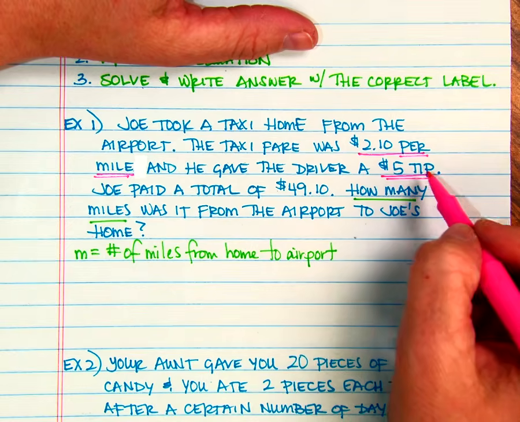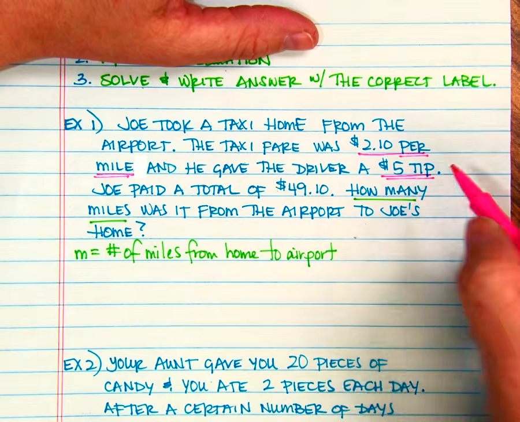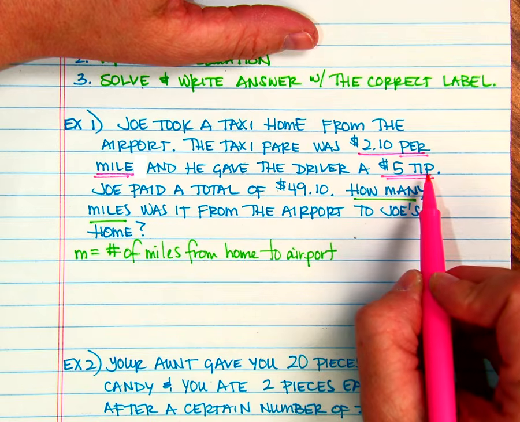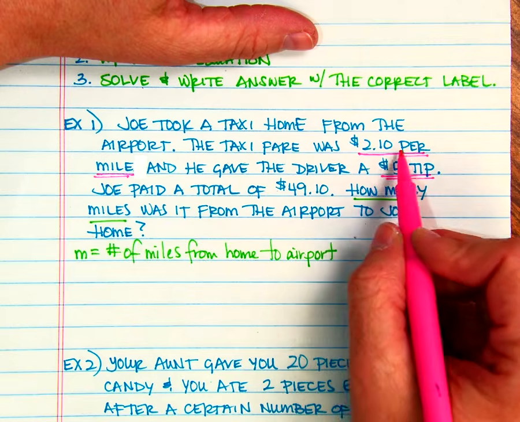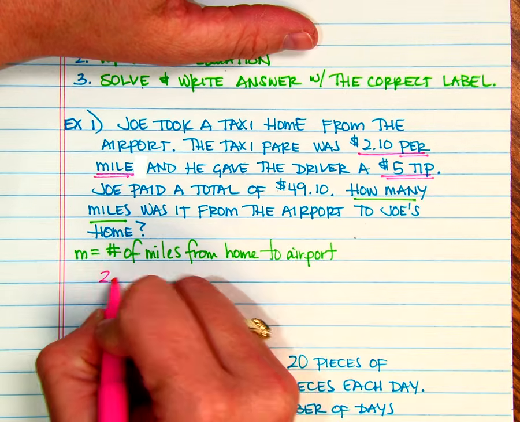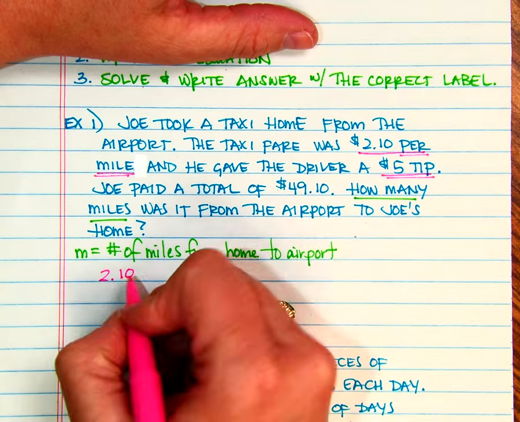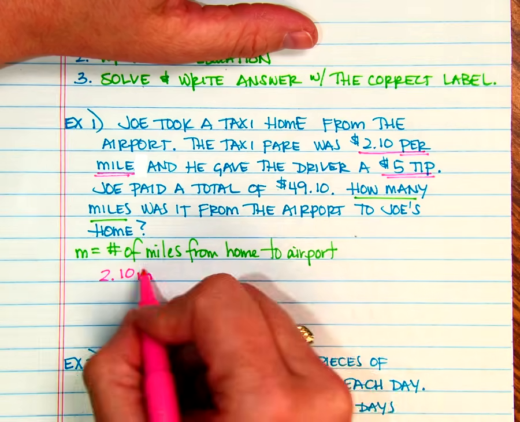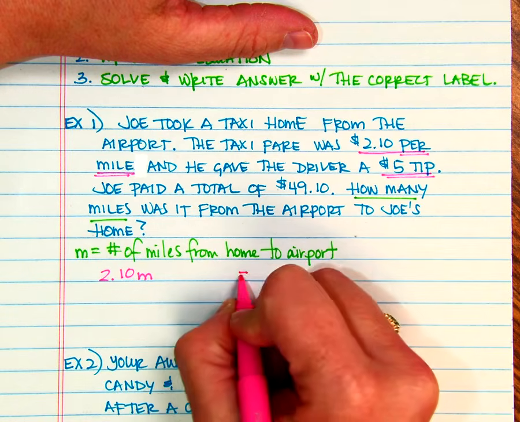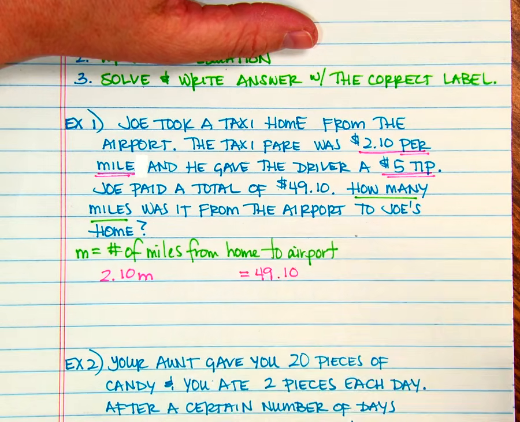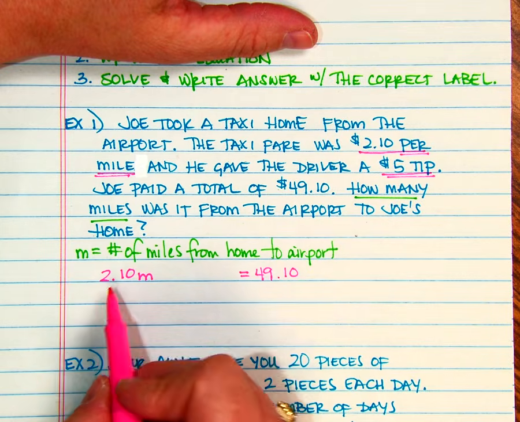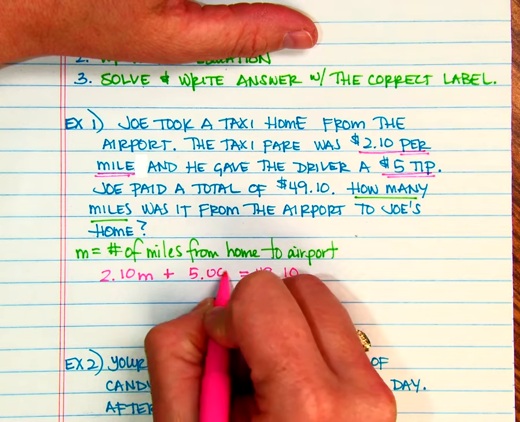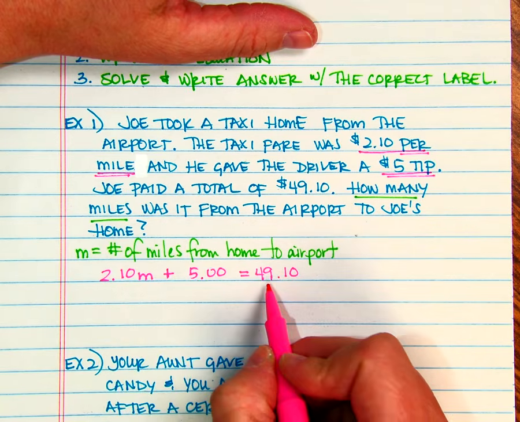Okay, so the $5 tip has absolutely nothing to do with the number of miles. So think of this as no matter how many miles that he drove, we're still going to throw in that $5 tip. So $2.10 per mile means that I'm going to type that times the number of miles. And I know something has to go here, and it has to equal $49.10. So if Joe spends $2.10 per mile, and he has a $5 tip, then that is what is going to equal the $49.10.